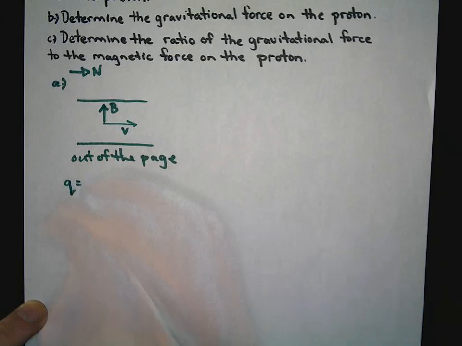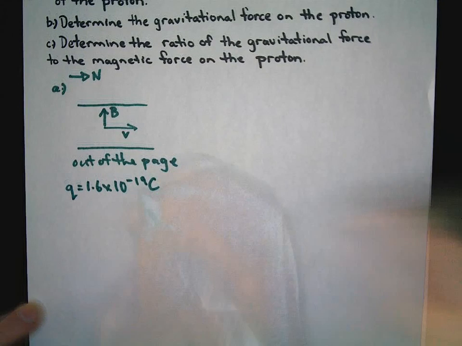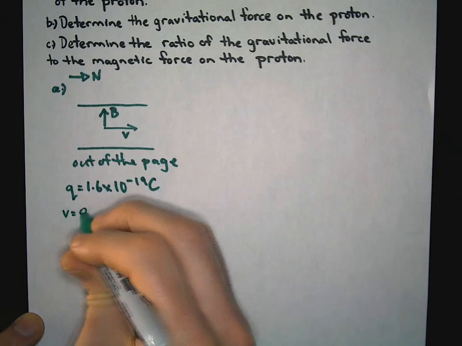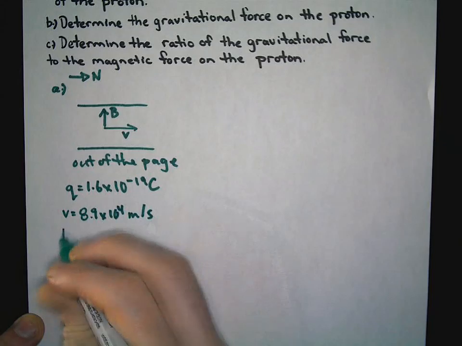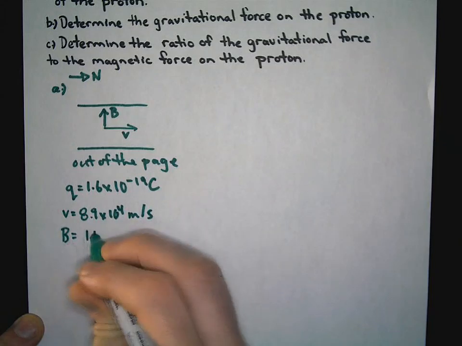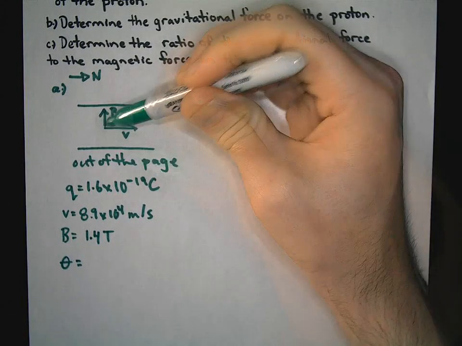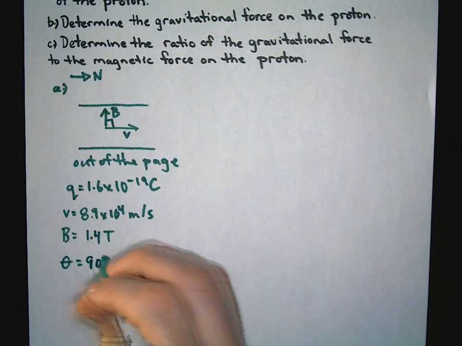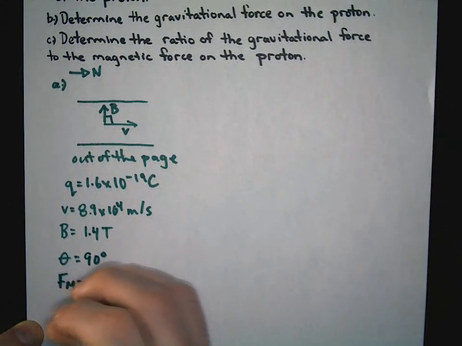Remember, charge of a proton, 1.6 times 10 to the negative 19 coulombs. The speed in this case is 8.9 times 10 to the 4 meters per second. I have a field strength of 1.4 Tesla. And let us also look at what the angle is between my speed and magnetic field. We can see very clearly that they're at a 90-degree angle in this case. So let us calculate Fm.